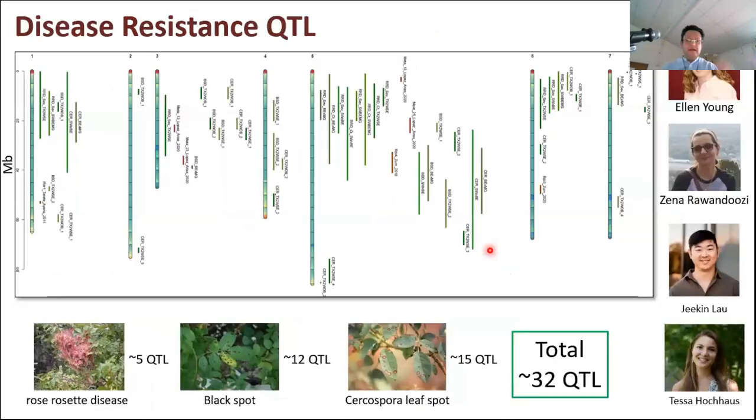All right, you've heard the talks from Jikan and Tessa, and this is basically what QTL discovery looks like to us so far. So we've got at least 5 QTLs identified for rose rosette disease, 12 QTLs for black spot, and 15 QTLs for cercospora leaf spot. So we've got about 32 QTL. So this is great. We have QTLs galore. Now, what do we do with all these QTLs, right?